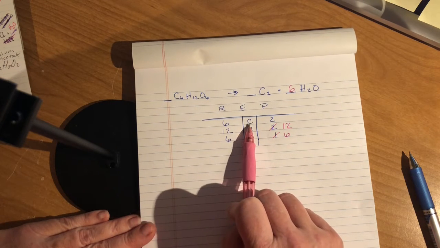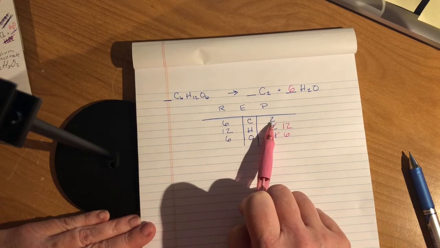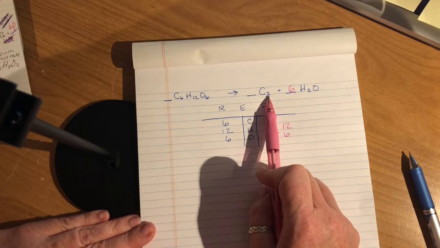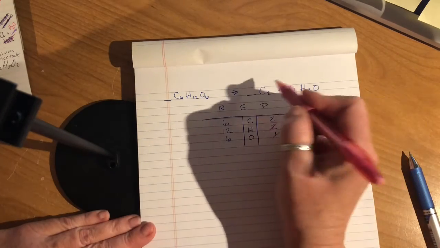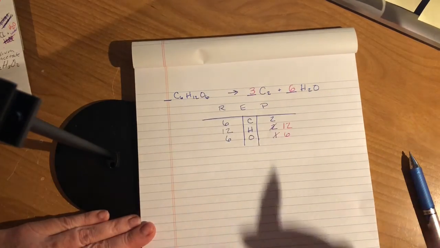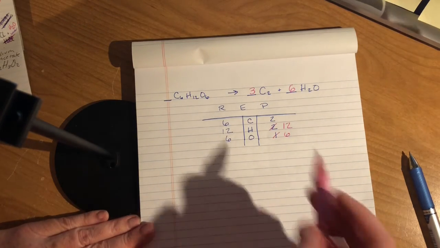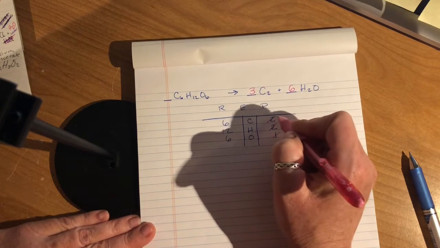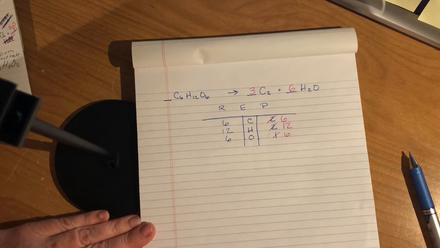Let's look at my carbon. My carbon has 6 coming in and only 2 going out, but they come in sets of 2. So I'm still using my coefficients. I'm going to try by putting in a 3 as a coefficient. When I put in a 3, groups of 2 winds up giving me 6 pieces of carbon.